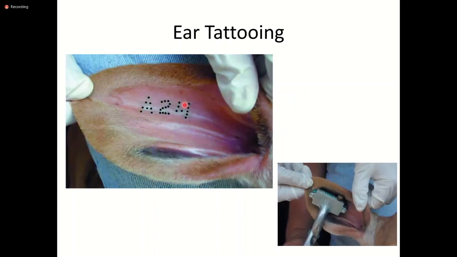This is here tattooing. This is the tattooing machine. So we already discussed that one and I showed that to you, right? So this is one way of providing kind of an identification method for these animals, right?